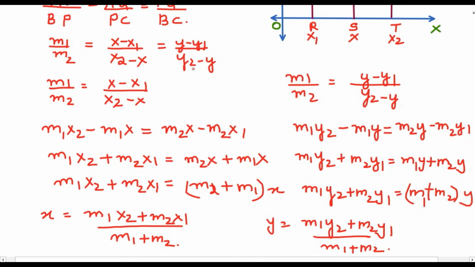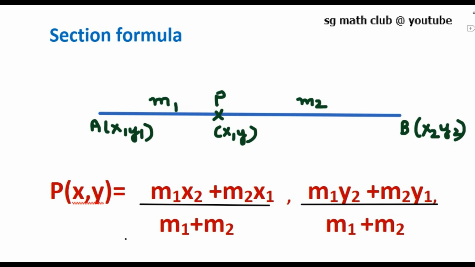So BC is actually y2 minus y. Then we have cross multiplied and we got the values of x as well as y. x is m1 x2 plus m2 x1 divided by m1 plus m2, and y is m1 y2 plus m2 y1 divided by m1 plus m2. So the section formula is like this. If the point P divides the line segment AB internally in the ratio m1 is to m2, then the x coordinate is given by m1 x2 plus m2 x1 divided by m1 plus m2, and the y coordinate is given by m1 y2 plus m2 y1 divided by m1 plus m2.